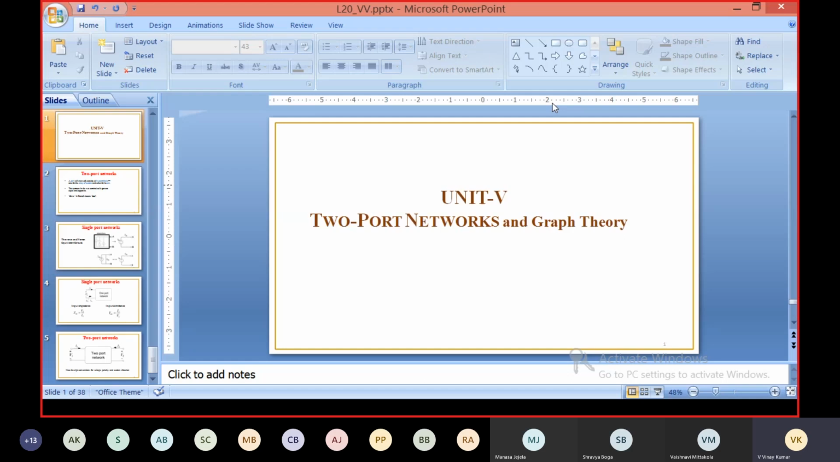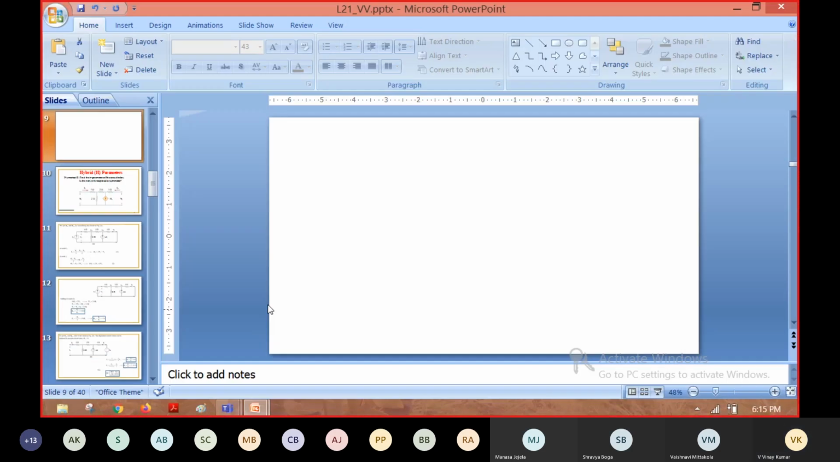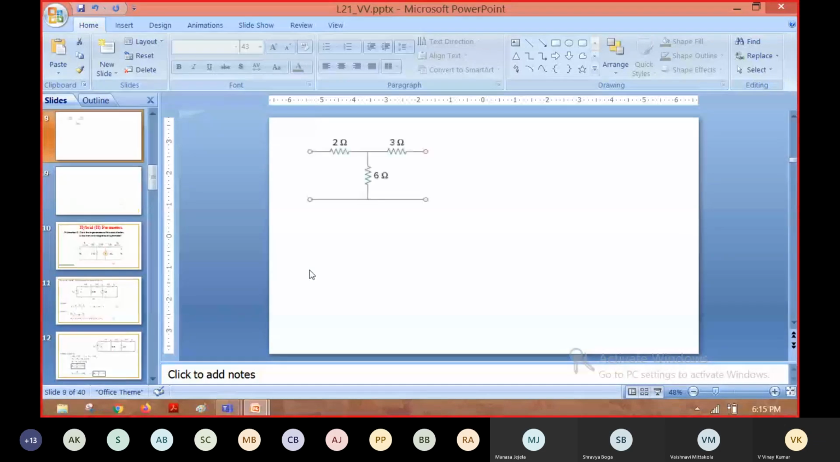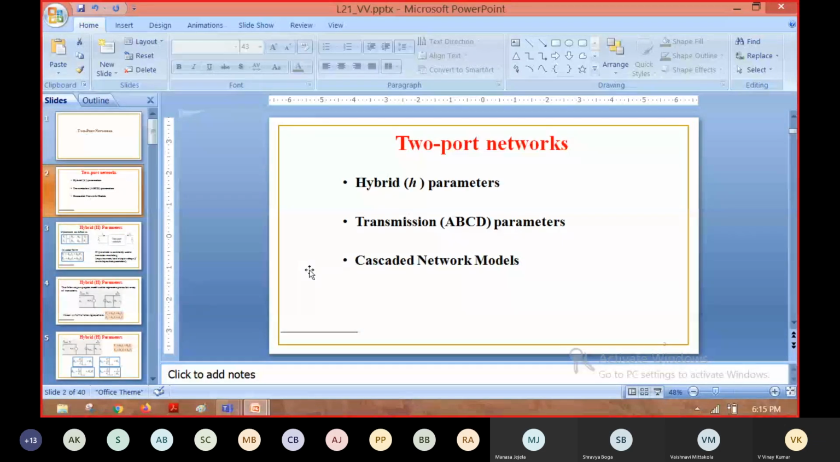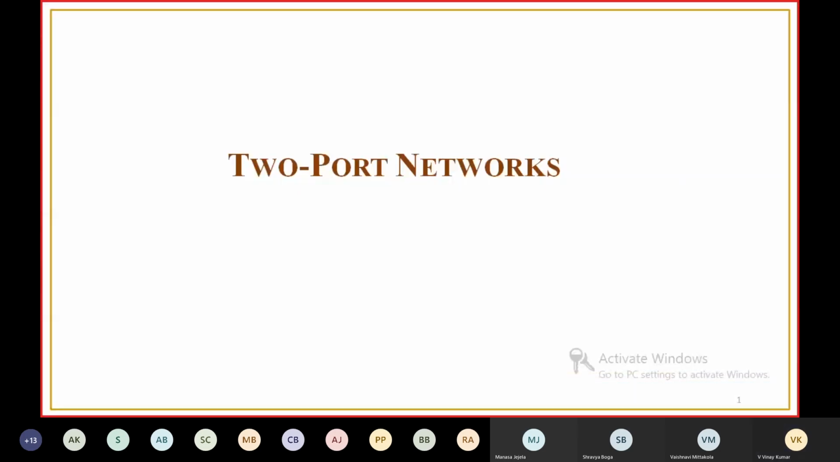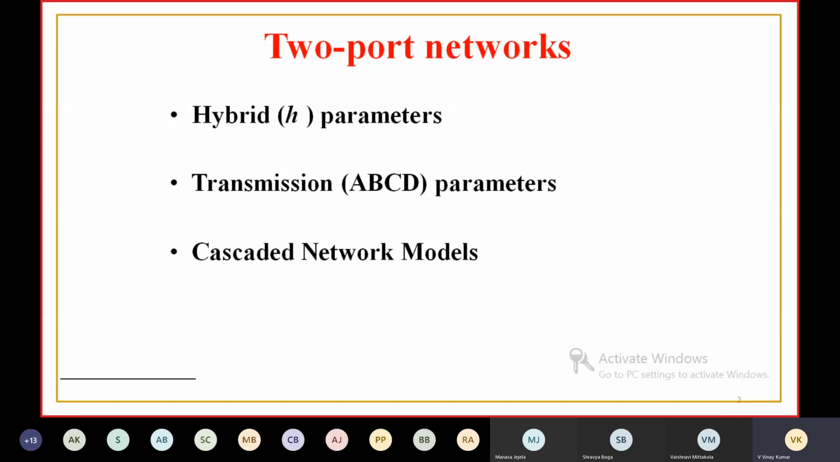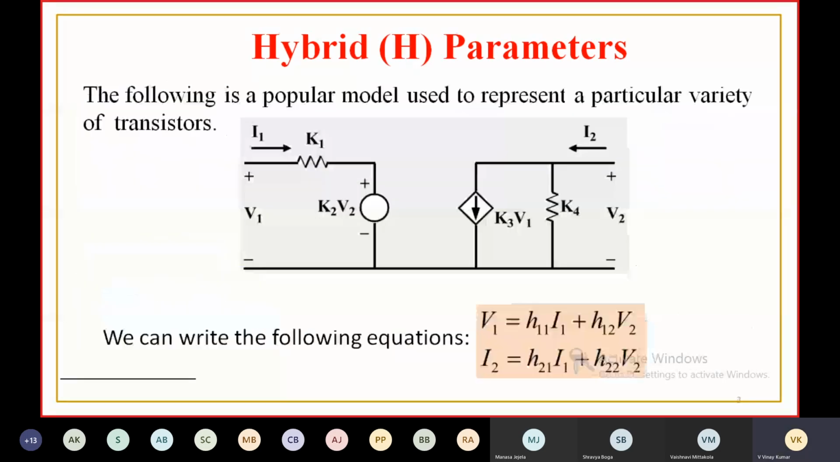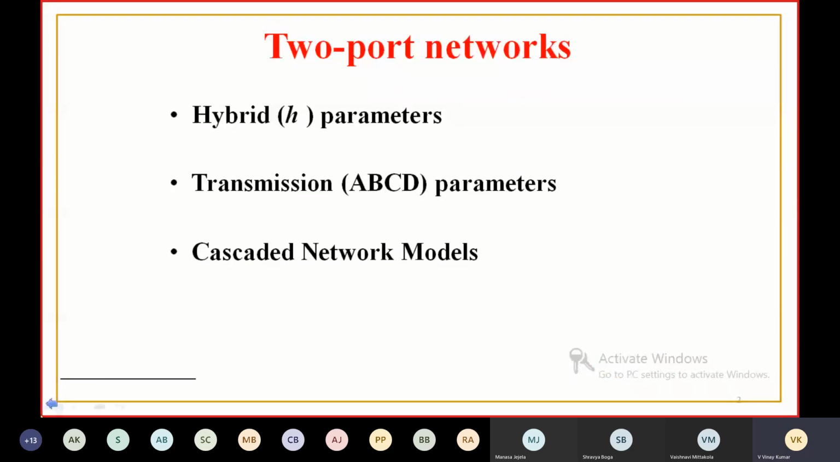Now let us discuss H parameters. H parameters are also called hybrid parameters. So here we're going to find H parameters, right?